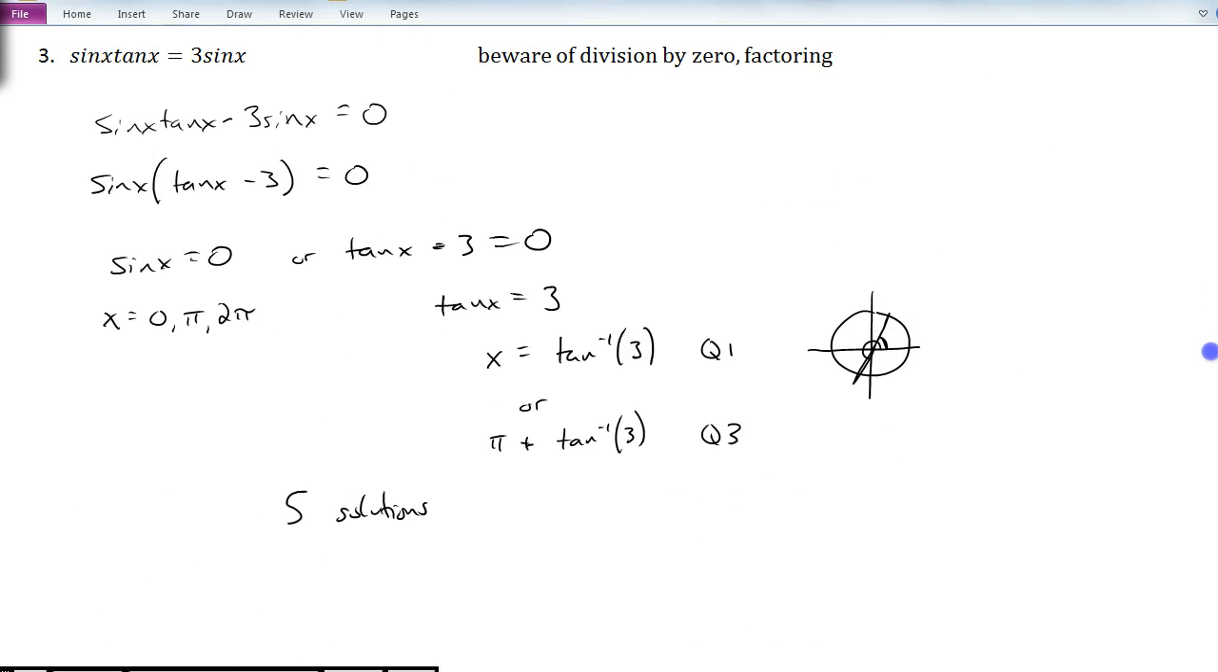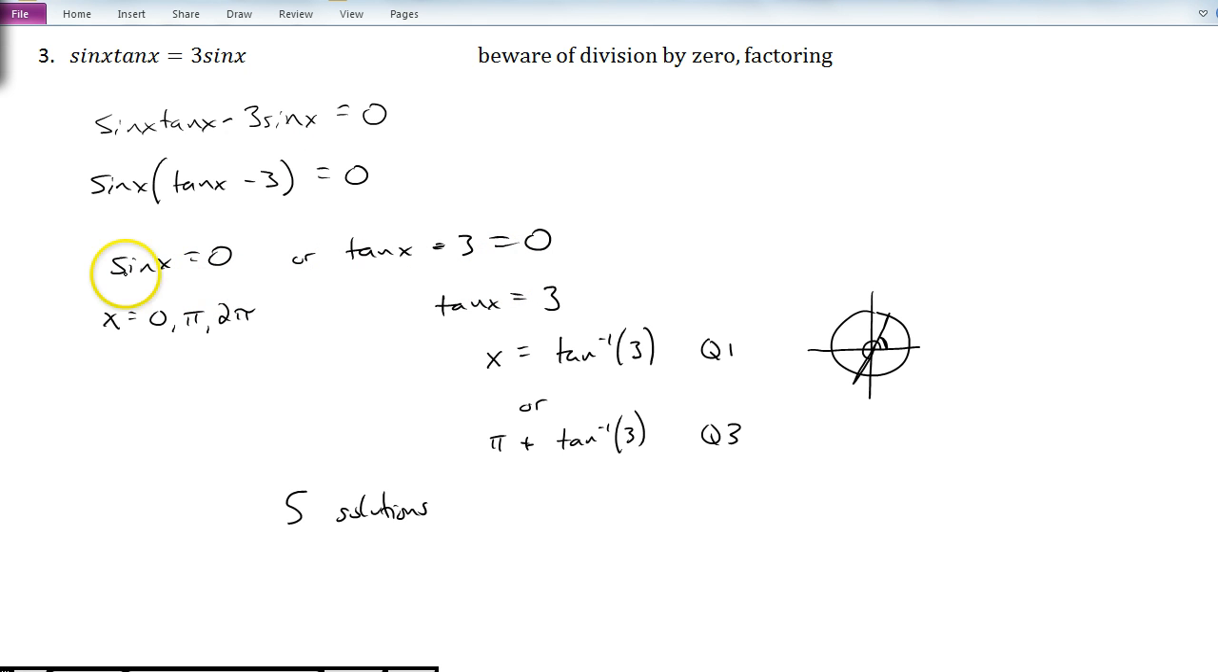Okay, moving right along. Again, this temptation to divide by sine x has to be ignored. You have to resist the temptation to divide by sine x. Instead, you have to subtract and factor. So I subtract the 3 sine x, I factor out the sine x: sine x equals 0, or tan x minus 3 equals 0.